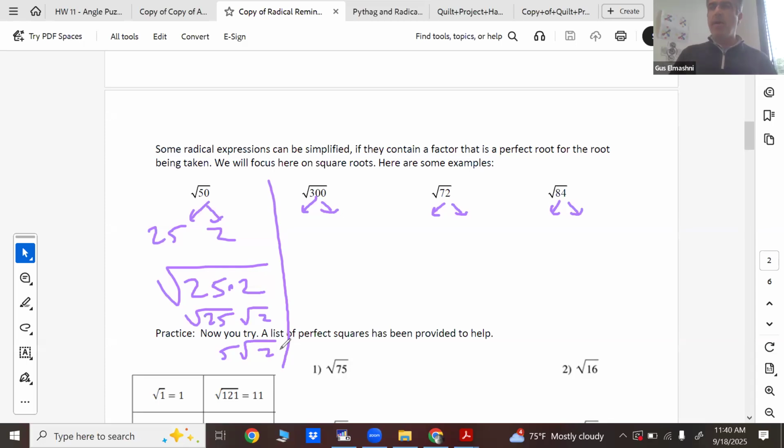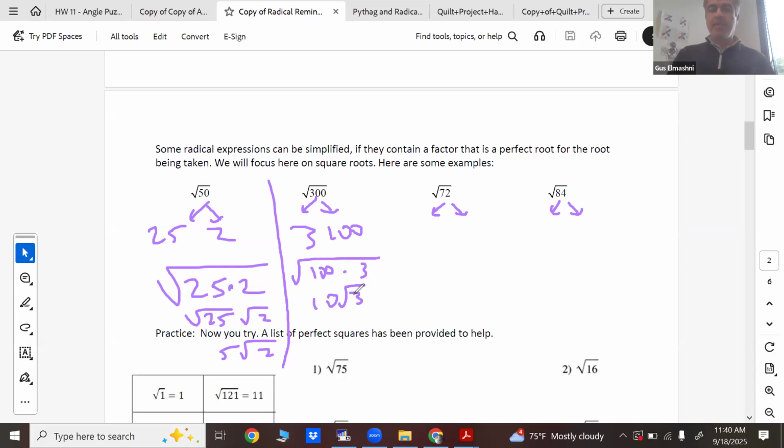Someone give me a perfect square. Yeah, 300. Very good. So if I do root 100 times 3. What if you use 150 times 150? Oh wait, sorry, 150 times 2. Yeah, but those are not perfect squares. You want perfect squares.